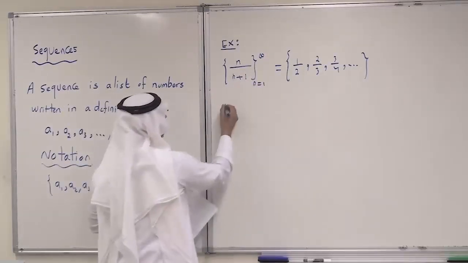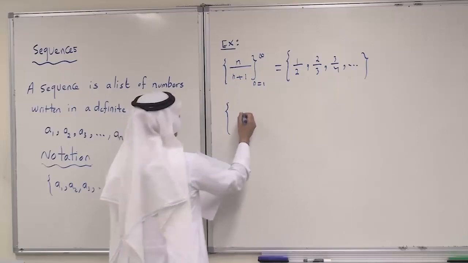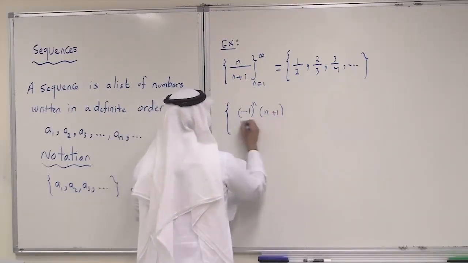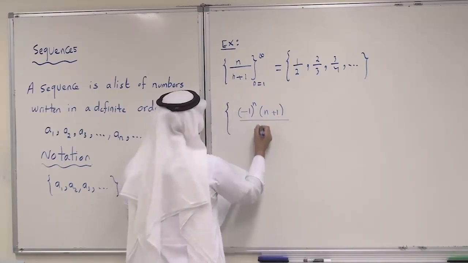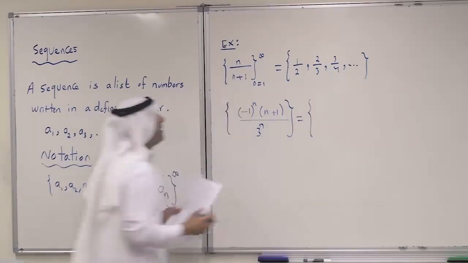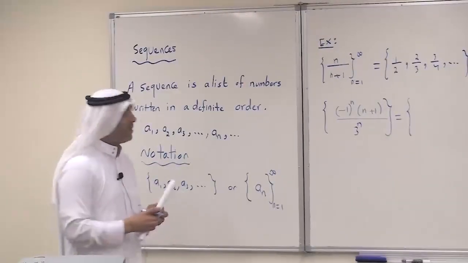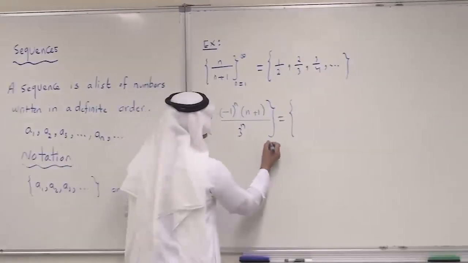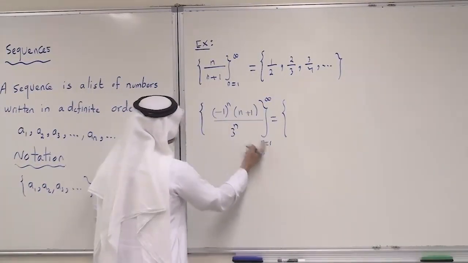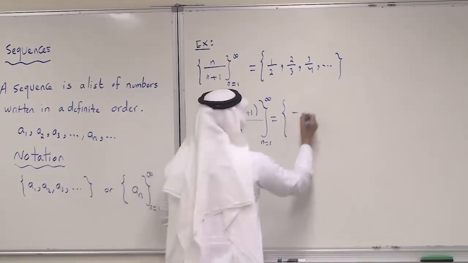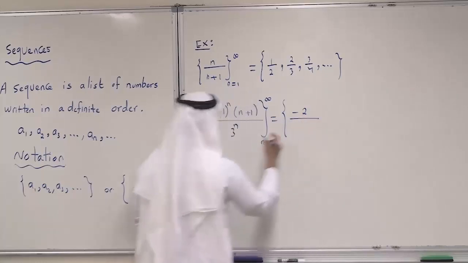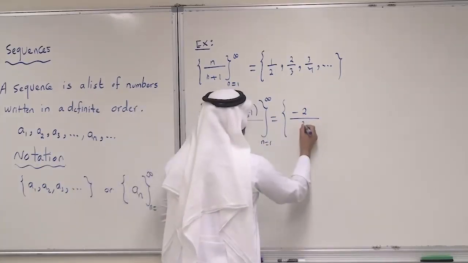Another example, another type of sequence: we have, for example, here (minus 1) to the n times (n plus 1) divided by 3 to the power n. If we are interested in finding the first 3 or 4 terms of the sequence, we just substitute. This is n equal to 1 up to infinity. So if I substitute 1, I will have here a minus sign, 1 plus 1, that's equal to 2, so it's minus 2 divided by 3 to the power 1, that's equal to 3.